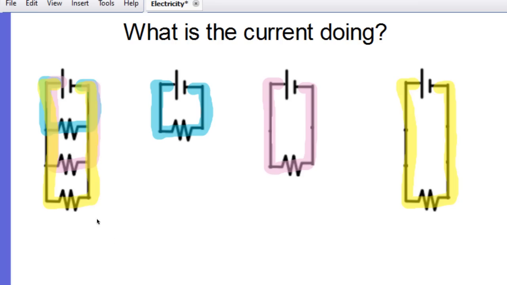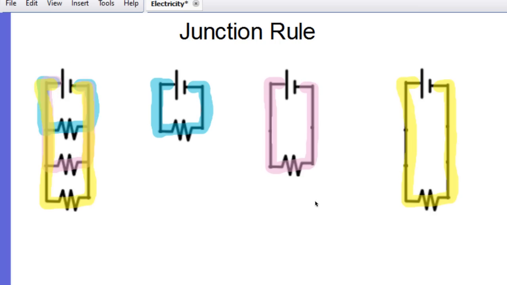So this looks a lot like the junction rule to me. I got pink, blue, yellow. Blue goes this way, I still got pink, yellow. Pink goes this way, I still got pink. Pink and yellow combine to give me pink, yellow. And pink, yellow, and blue combine to give me pink, yellow, blue. This is, in fact, the junction rule.